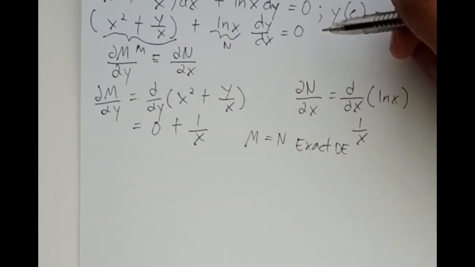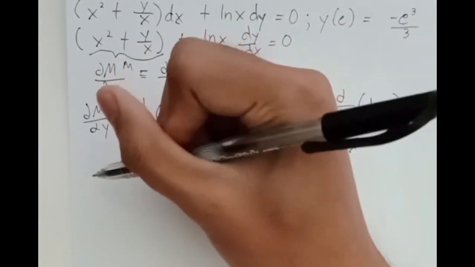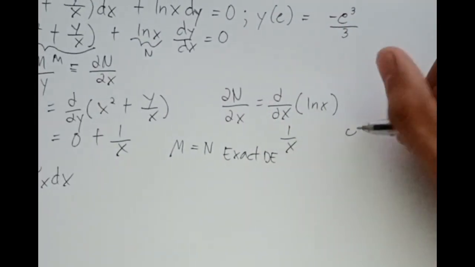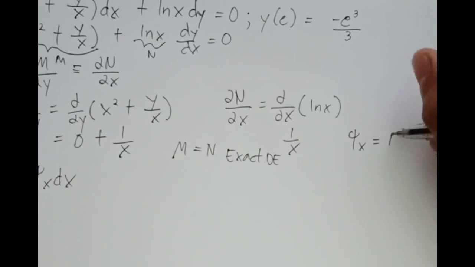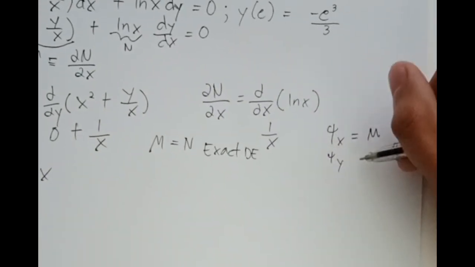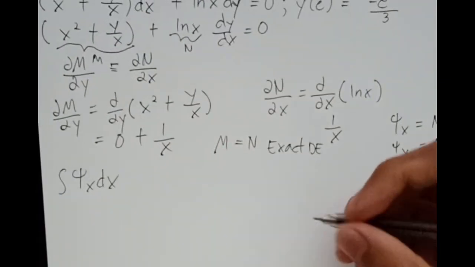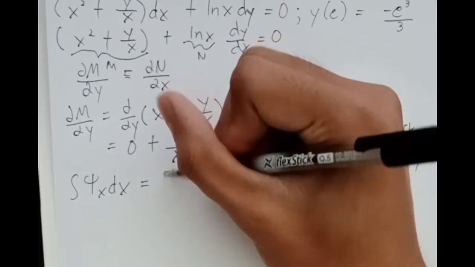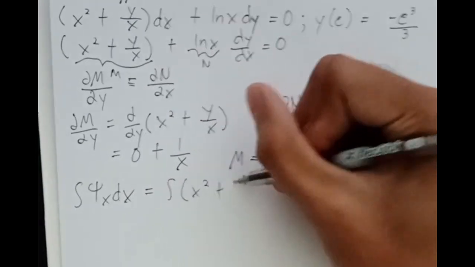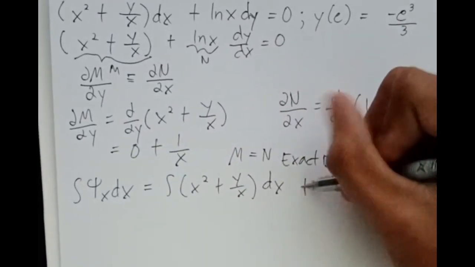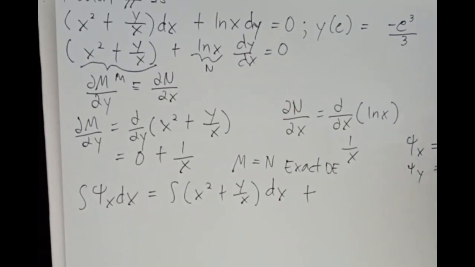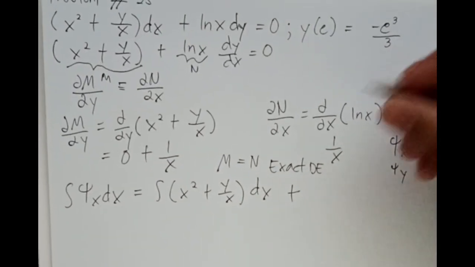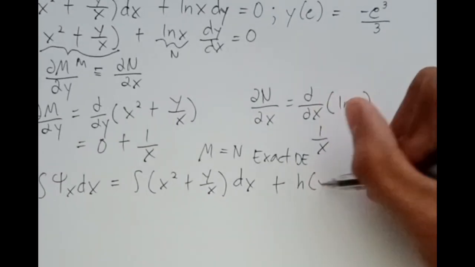So in order to solve this exact DE, first we will find the antiderivative of psi of x in terms of dx. Take note, guys, that psi x is equal to M, and psi y is equal to N. So getting the antiderivative of psi x in terms of x, we'll be getting the antiderivative of M. So that is the integral of the quantity x squared plus y over x dx plus some function of y that is missing or omitted in the original equation. You can use any variable in denoting your function of y. I will just use h of y.